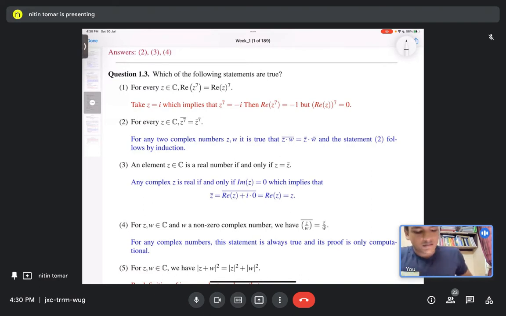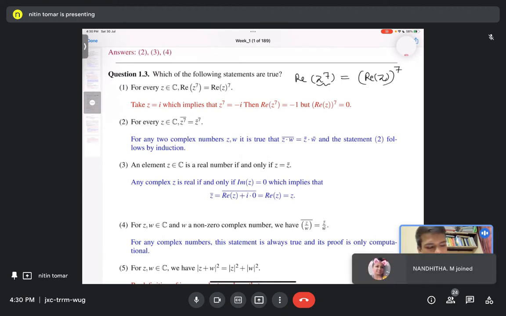So question number three is, which of the following statements are true? For every z in C, if you are starting with a complex number z, then z^7 is again a complex number. You can consider its real part, and you can also consider the real part of z. The question is, does the real part of z^7 equal the seventh power of the real part of z?